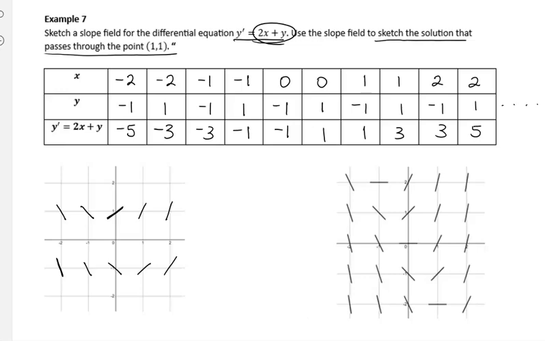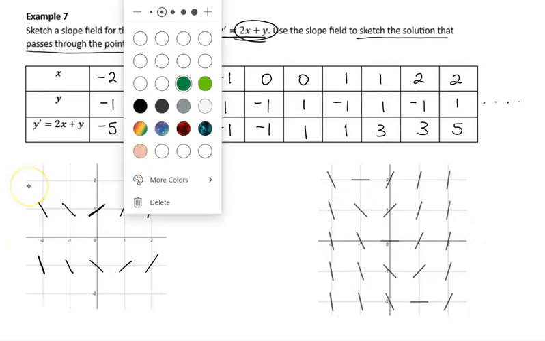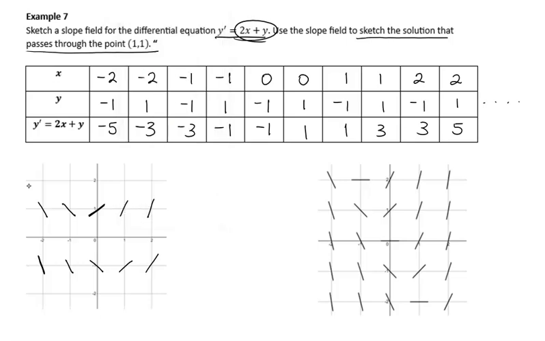We're being asked to sketch the solution that passes through the point 1, 1. So here's the point 1, 1. And how we do this is we look at the slopes that are near this point and we try to stay parallel to them. So for example, just following the curve that I see in here, around 1, 1 the slopes are doing this kind of behavior. Then it starts to level out in here.